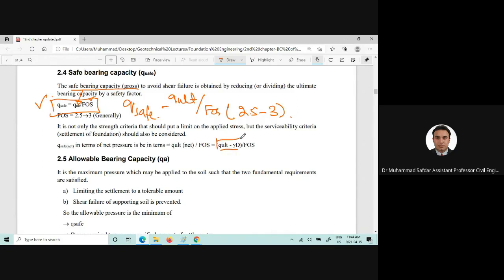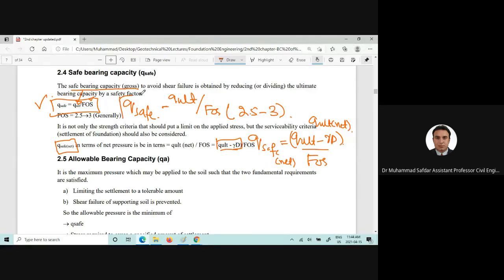this one here. If we want to find out the Q safe net, the only thing you need to do is subtract first the overburden pressure, then this will give us the Q ultimate net. Now to find the Q safe net, we need to divide that by the factor of safety, and this one will be safe, but this is the Q safe net.